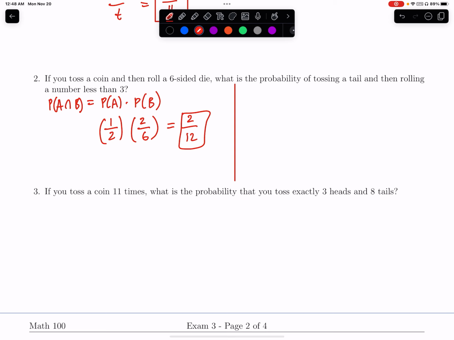And you can just leave your answer like that. I'm totally fine with that. Or if you'd like to reduce, that would be 1 out of 6. So there are your two acceptable answers. Okay, what's the second way? The second way is to just think of it from the perspective of chapter 13.1.